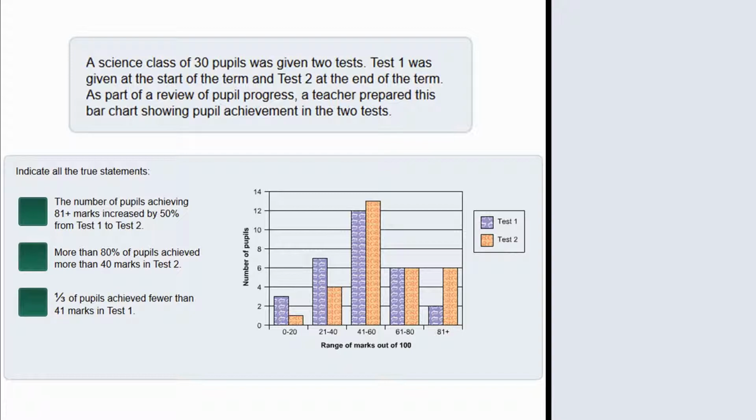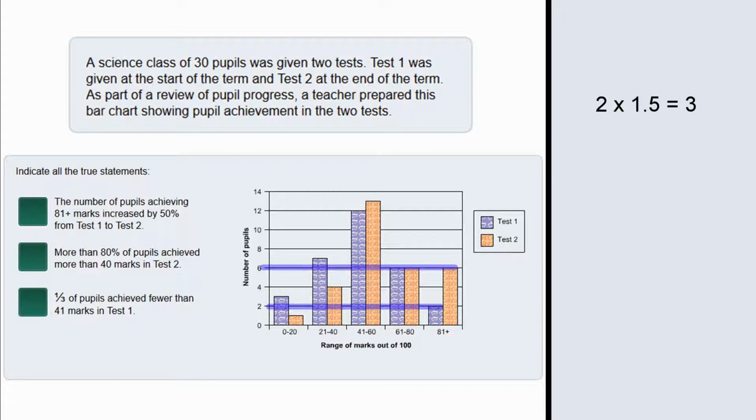Test 2. Well, we can see in Test 1 we had exactly 2 students who got a mark of 81 or above, and in Test 2 this increased to 6, so we need to find the percentage increase between 2 and 6. Well, let's assume that there was a 50% increase, and then if we increase 2 by 50%, that's the same as saying 2 multiplied by 1.5, which gives us 3.